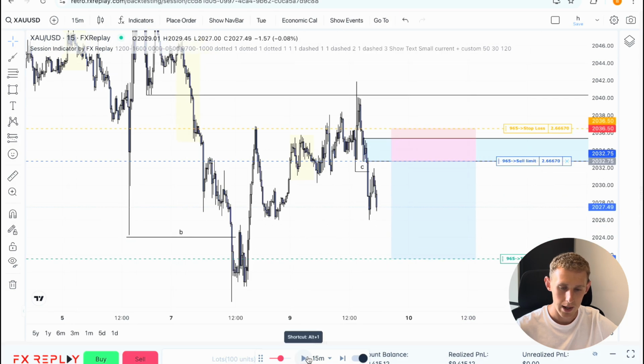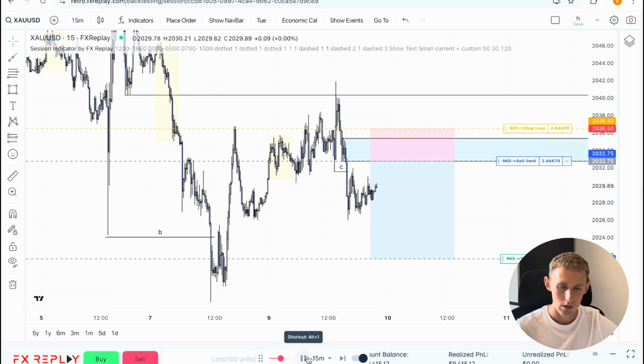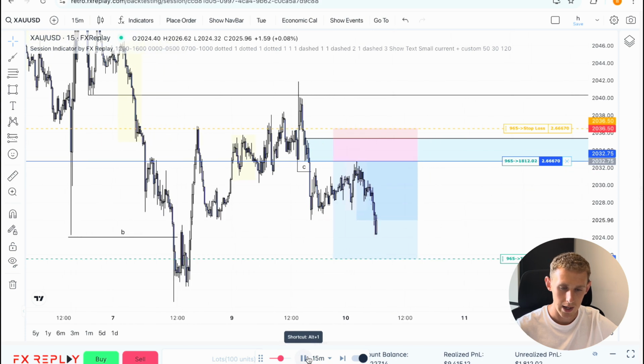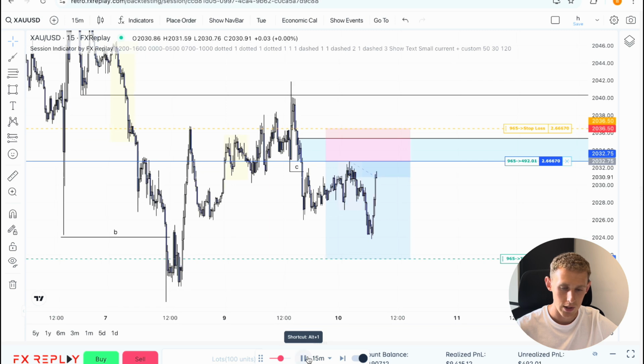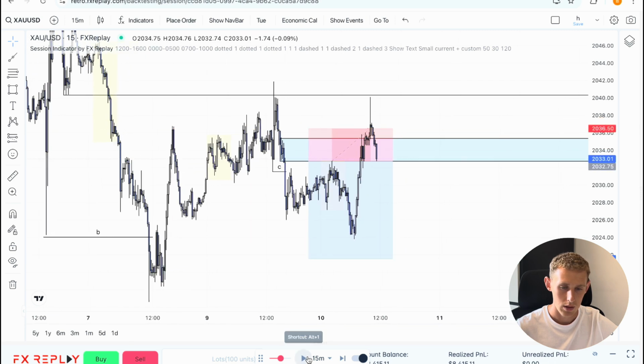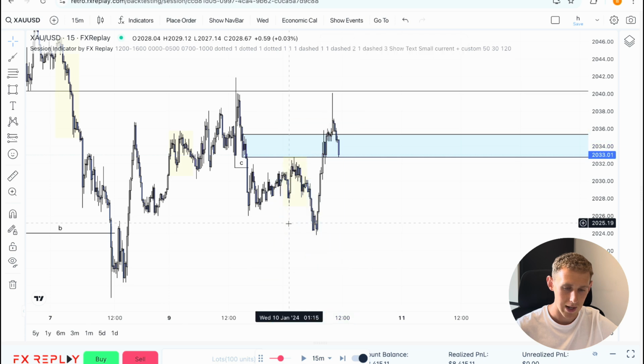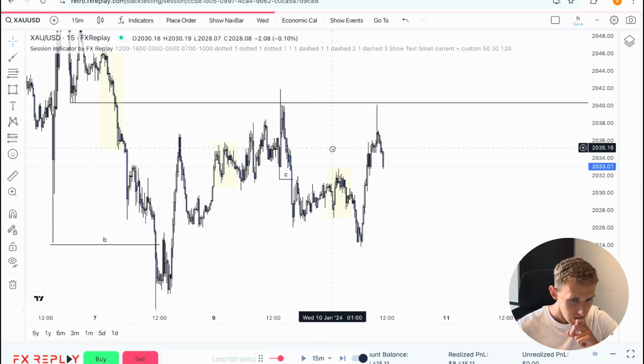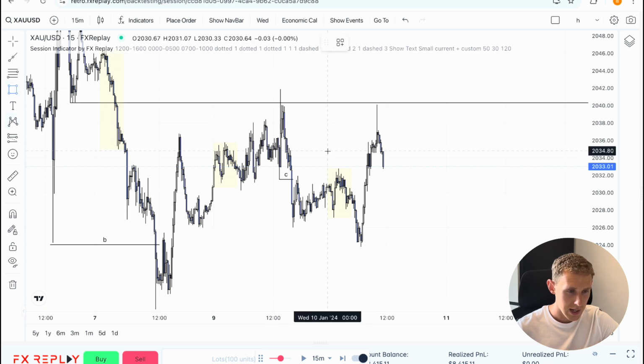Let's see if this pulls back. There we go, so we're tagged in. Nice reaction so far. Oh, okay, so down. Price went like 2% in our favor and then stopped us out. It has now kind of come up though.